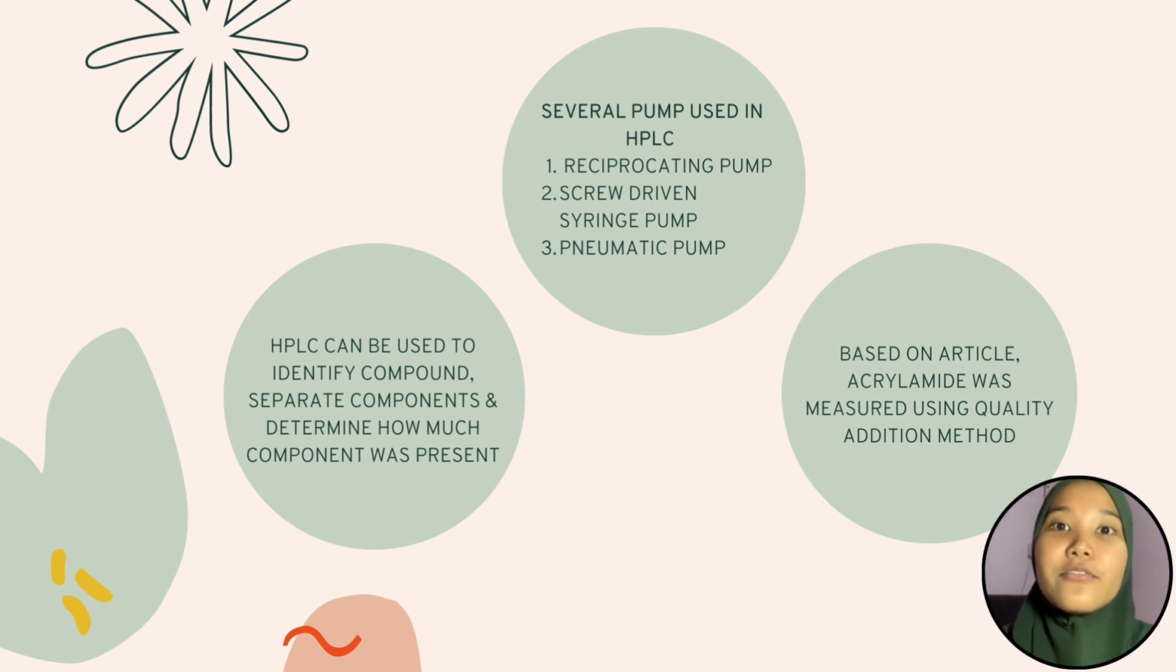In the field of quality control of drug components, it is the fastest, safest, and most adaptable method for chromatography analysis. When analyzing material for a wide variety of organic compounds, HPLC is the method of choice. There are also several pumps used in HPLC, which are the reciprocating pump, screw-driven syringe pump, and also pneumatic pump. One of the most vital parts of an HPLC system is the infusion pump.